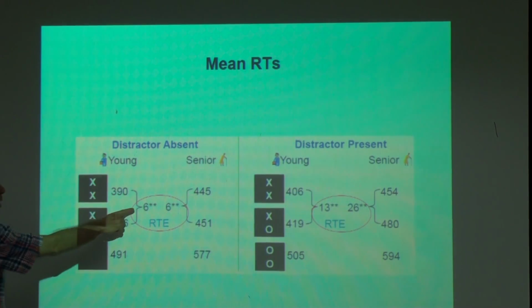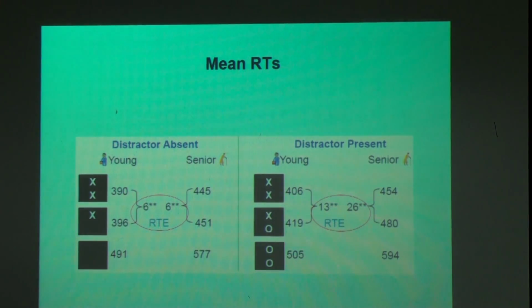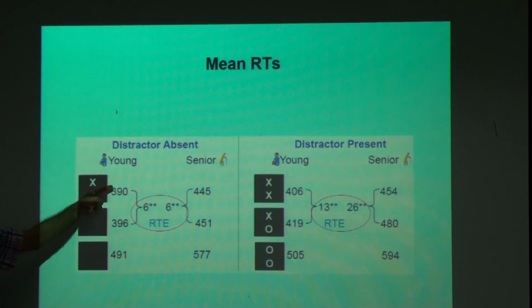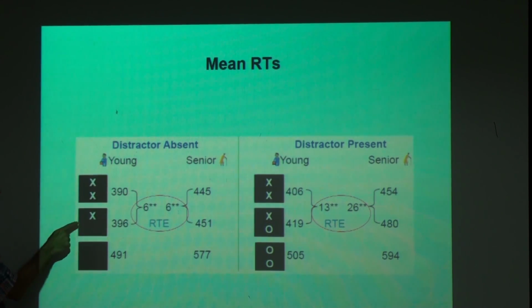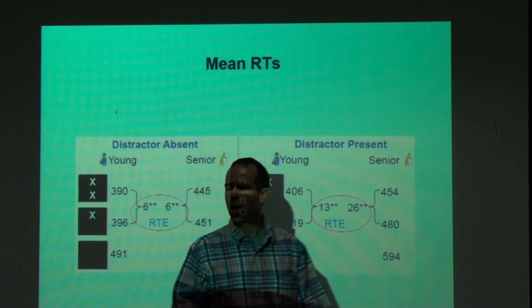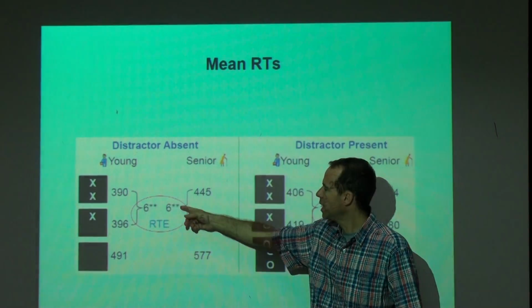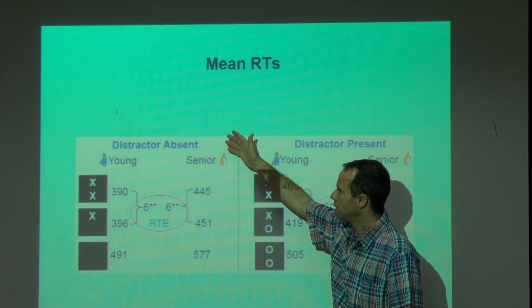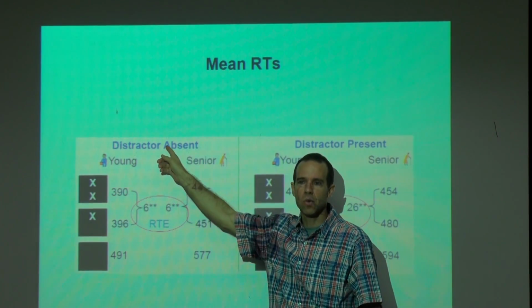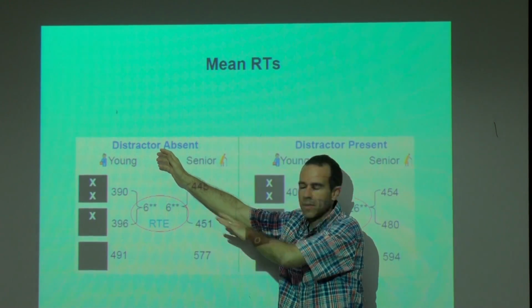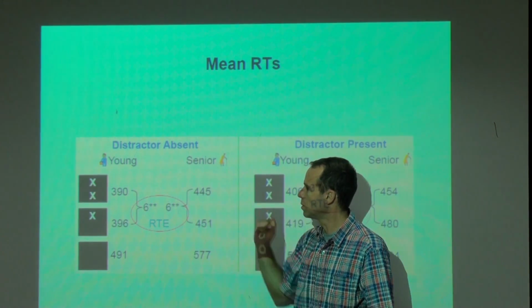And this is the redundant target effect, which essentially tells us what is the difference between 2 and 1. So you can see that the young adults without distractors were 6 milliseconds faster here than they were here. And also that they were 6 milliseconds faster here than they were here. So for the young, for the senior adults without distractors, again 6 milliseconds. Sorry about the confusion. So no distractors, the same difference for the young and for the old.